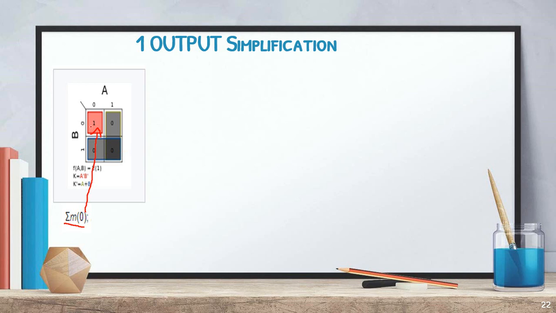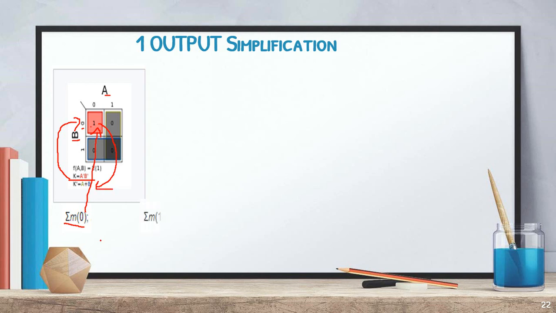If you want to take the equation of this one, here B bar, that is 0, is present, and A bar, 0, is present. So we get K equals A bar B bar. This is the equation in SOP form from this KMAP. If you want to form the POS form from this map, we get K bar equals A plus B.